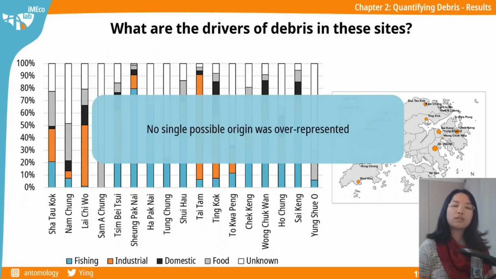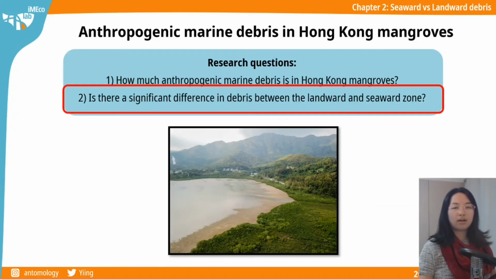So overall, there's no single possible origin that was overrepresented across Hong Kong mangroves, and trying to address these problems is clearly something that's multifaceted, and you can't just say, okay, target this source. I think it needs to be a broader scale effect.